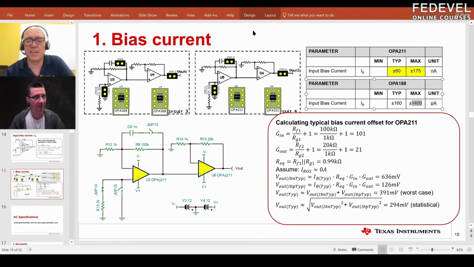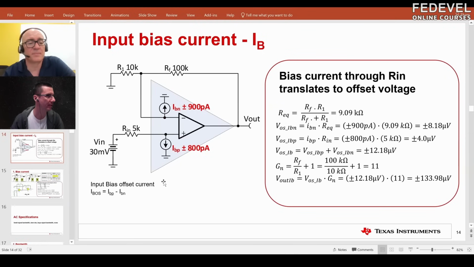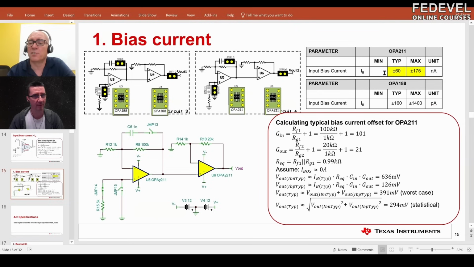So ultimately, you're going to get much higher offset with this first one because that bias current flows through that 5 kilo ohm resistor and develops a large voltage. So in the previous slide, also the 211 was on the top in the table. Go on page 13. Okay. Yes. So this has the larger offset, and it also has the larger bias current by quite a large margin, 100 times greater or more bias current.